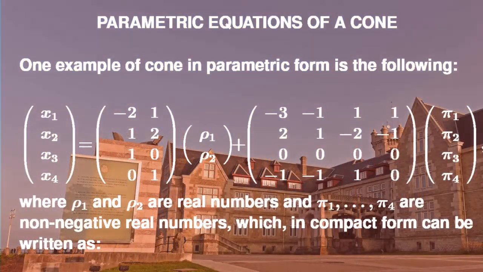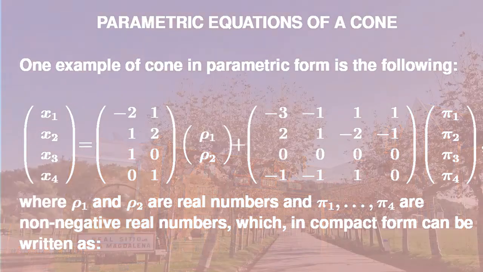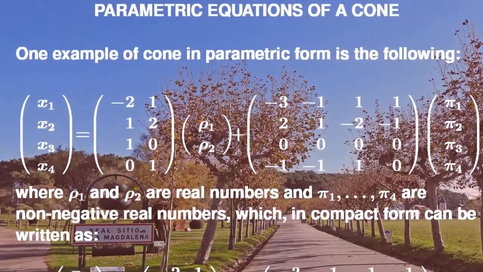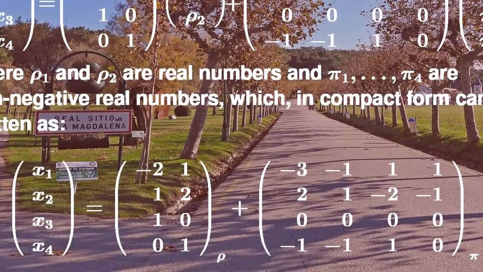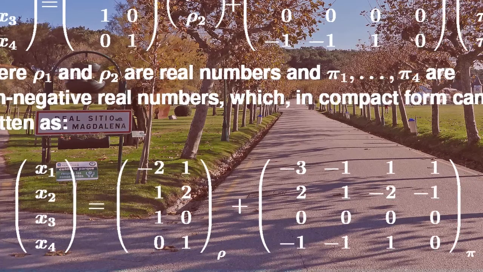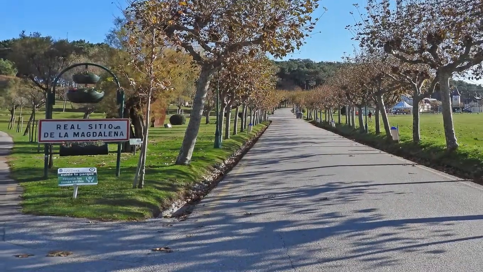Note that we can generate all vectors in the cone and only them, simply by choosing all possible combinations of real and non-negative real numbers as indicated. Finally, we can write the same expression in compact form using the Greek letters as subindexes to refer to the real and non-negative real numbers respectively.